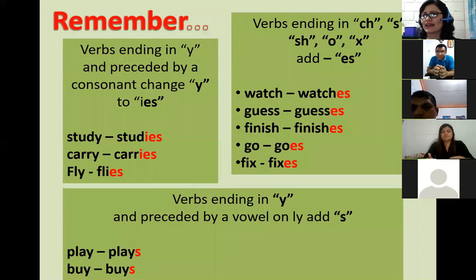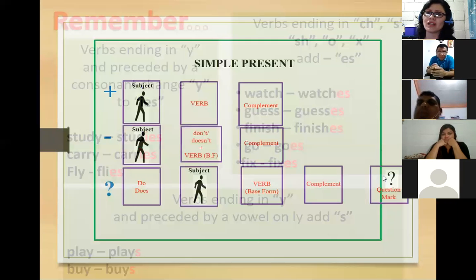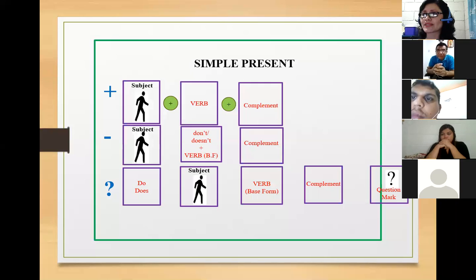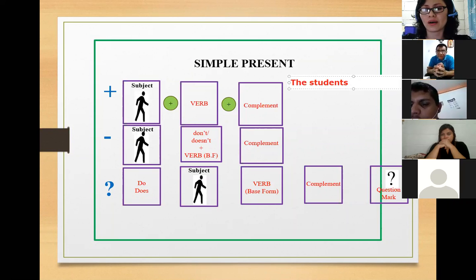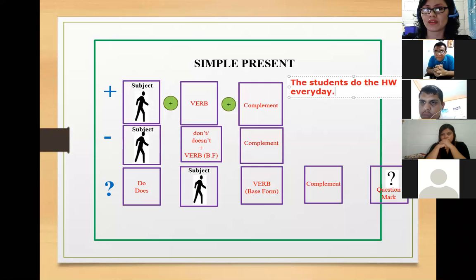So, teacher, pero en ese caso, entonces, ¿cuál es la estructura de present simple? Bueno, es bien sencilla, okay? Y es la siguiente. If I want to make positive sentences, these are the elements that I'm going to need, okay? Subject, verb, and complement. So, for instance, I'm going to give you some examples. If it is going to be affirmative, I'm going to say, for example, the students do the homework every day.